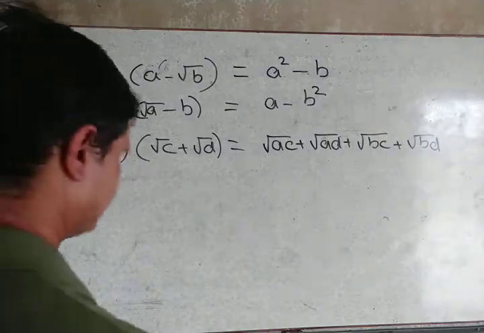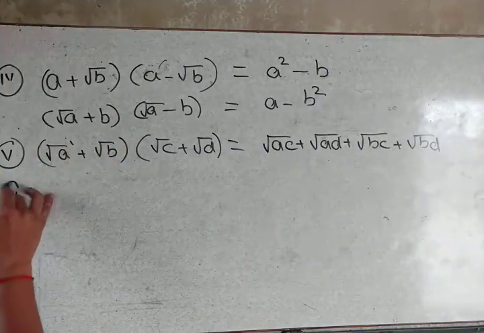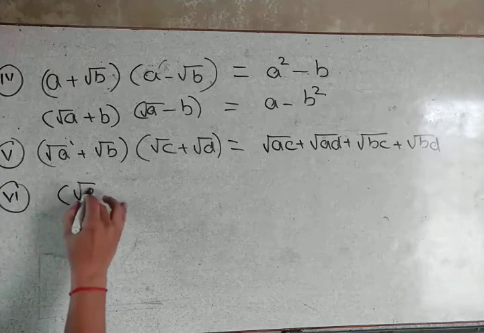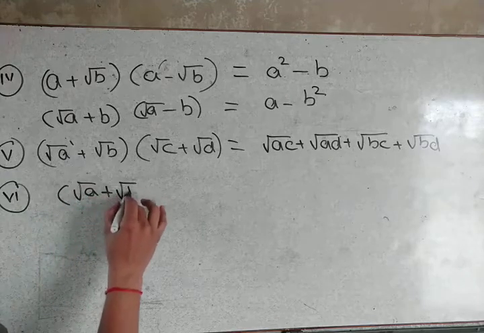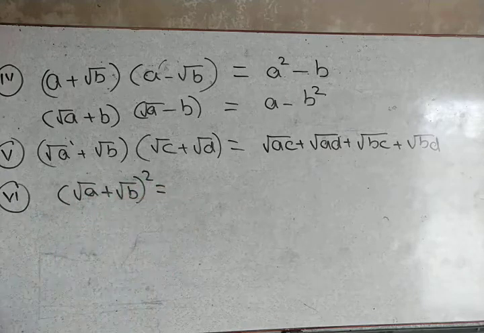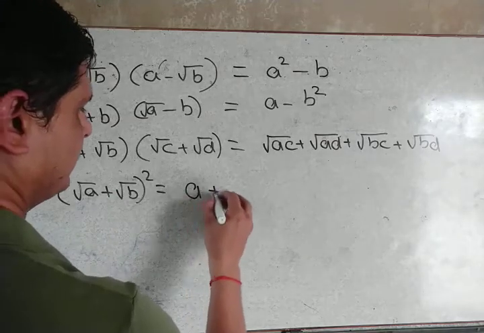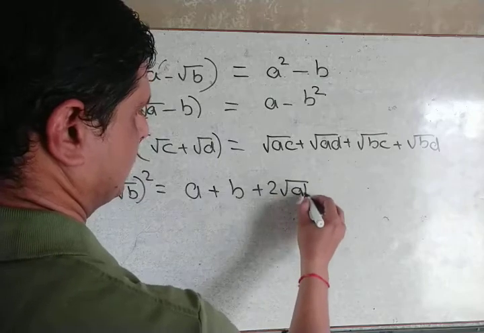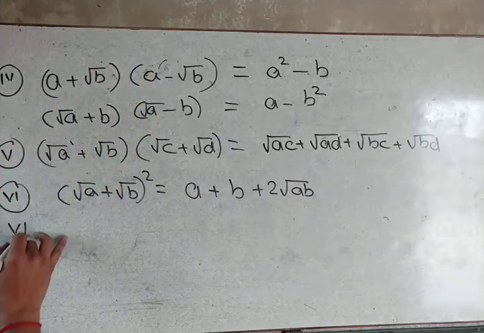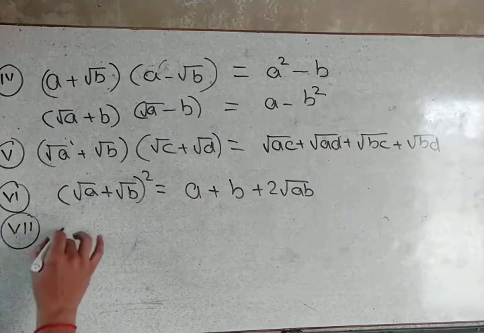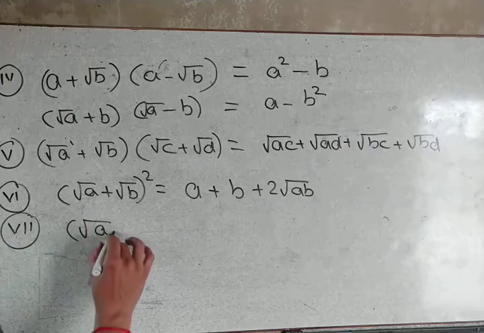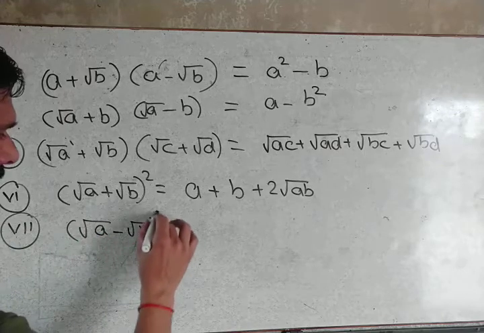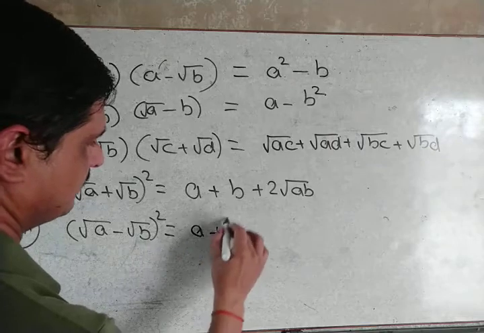Similarly, root A, root B. What will be the result? A square and you would prove this identity yourself. Don't mug up, and try to prove this identity yourself.